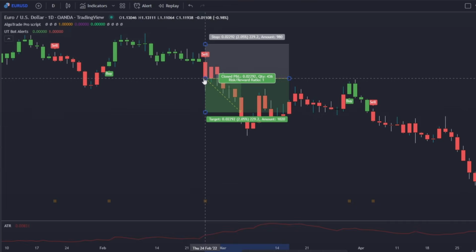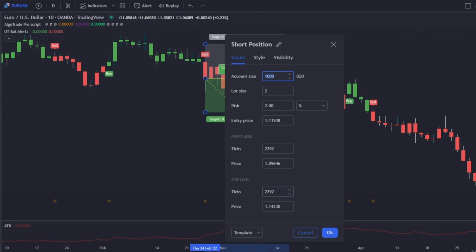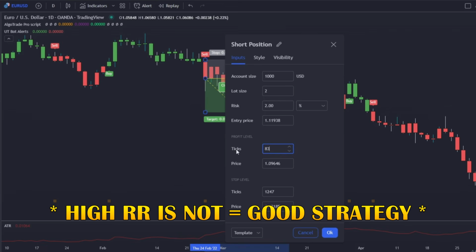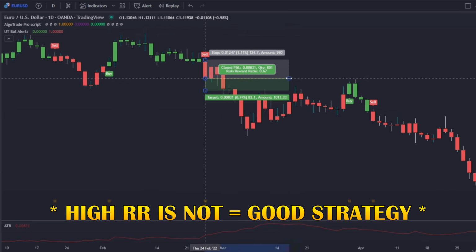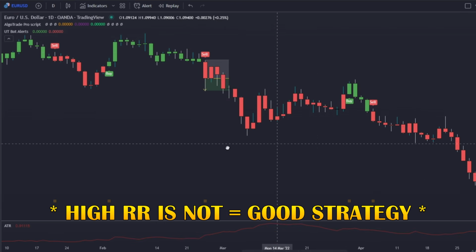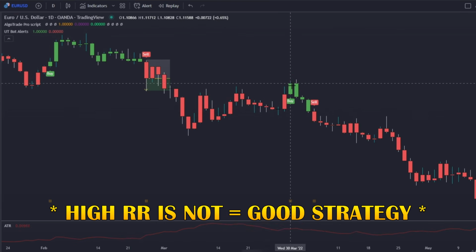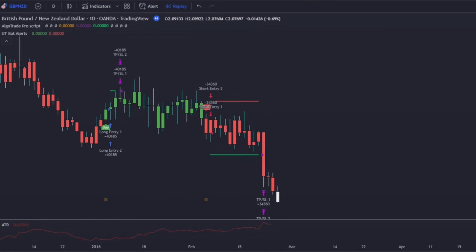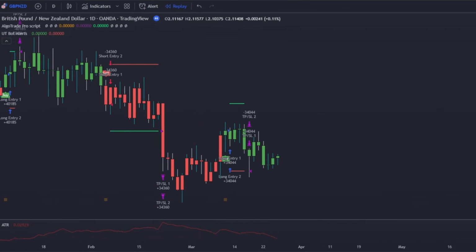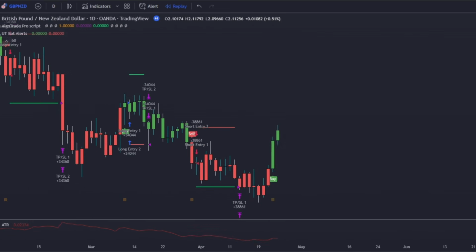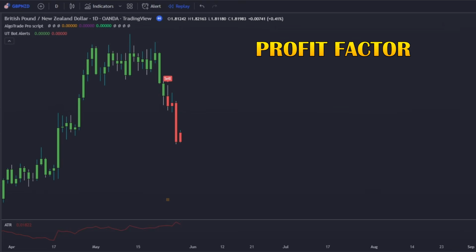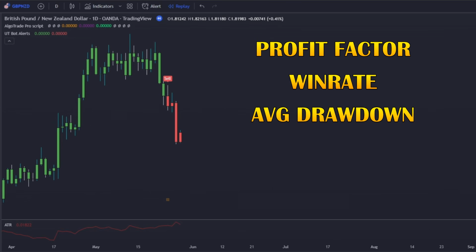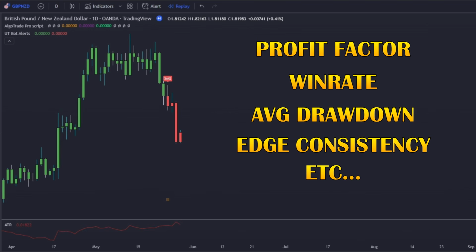In my previous videos, I have noticed that there are those who think that using a stop loss greater than the take profit is not smart. First, I would like to warn you that it is not a very high risk-reward ratio that makes a profitable strategy. For those who are more advanced in trading, you know that a profitable system is a set of several factors such as profit factor, win rate, average drawdown, edge consistency, among others.